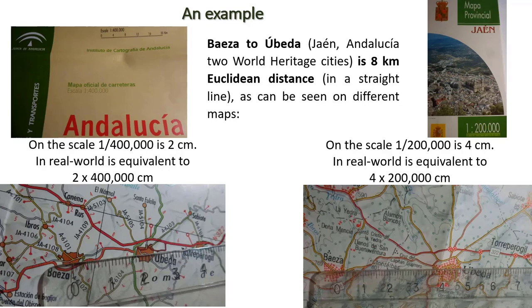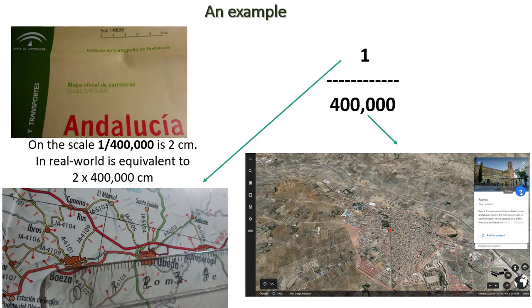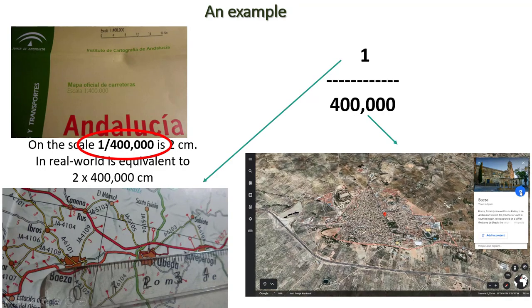An example, the Euclidean distance from Baeza to Ubeda can be seen on maps with different scales. Here, the first map of the Andalusian Autonomous Community has a 1 in 400,000 scale. It means that one unit on the map is 400,000 times larger in the real world.